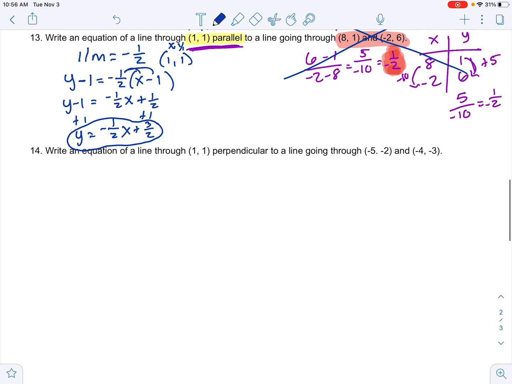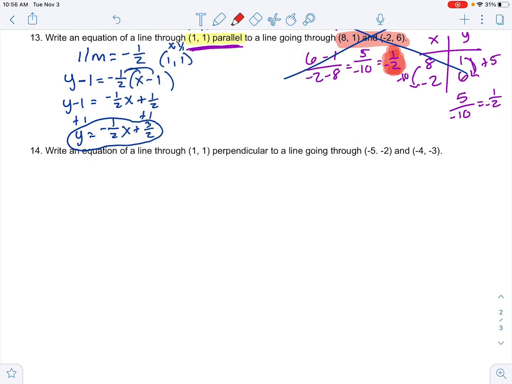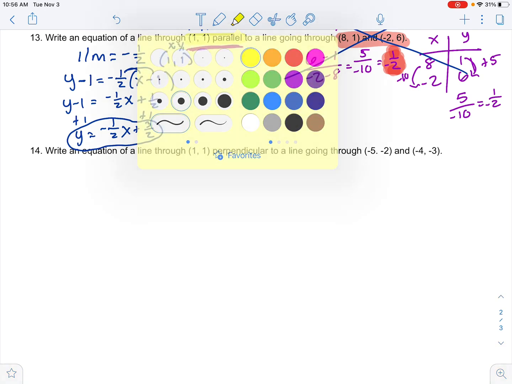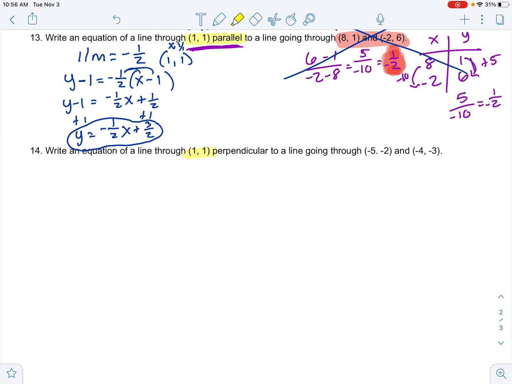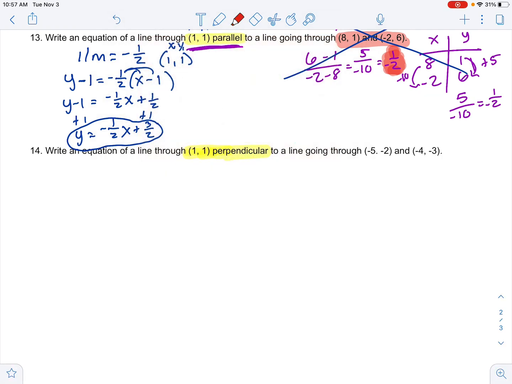Okay, let's try this last one. So write an equation of a line through negative 1, 1, or 1, 1, I don't know what I'm reading, that is perpendicular. So remember, we highlight that, we're going to ignore it for now. To a line going through negative 5, negative 2, and negative 4, negative 3.